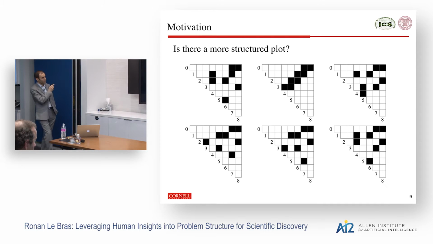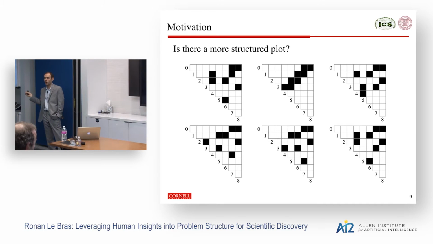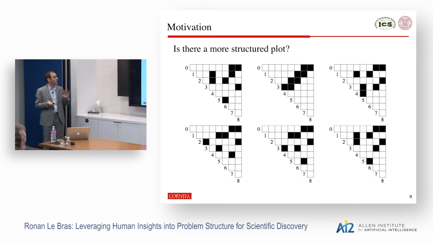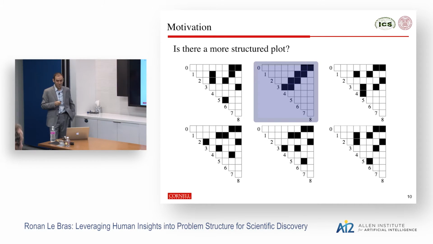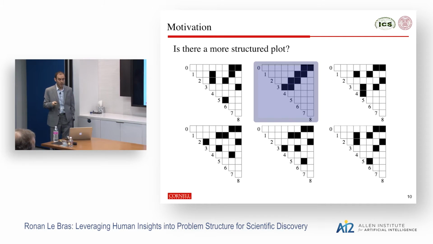And to illustrate that point, please take a look at these 6 plots for just a few seconds. Is there one or more that is more structured than the other? And you may have noticed that the second plot actually has something special to it. So not knowing what you're looking at, or even knowing what you should be looking for, you may have identified the second plot to be the odd one out.